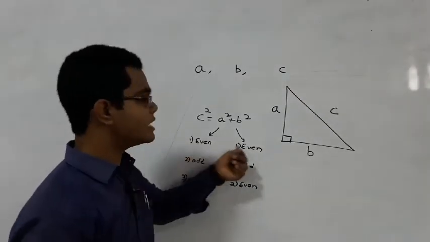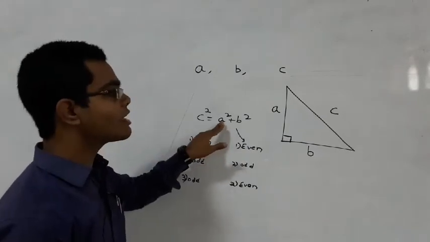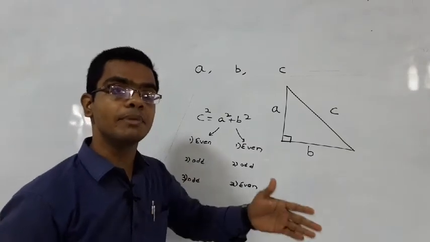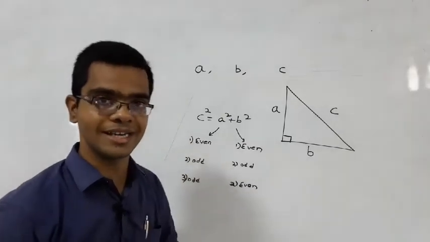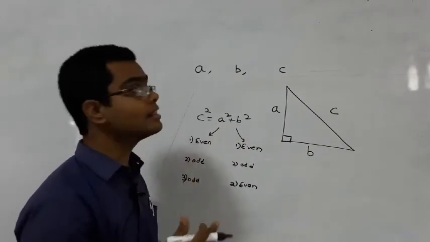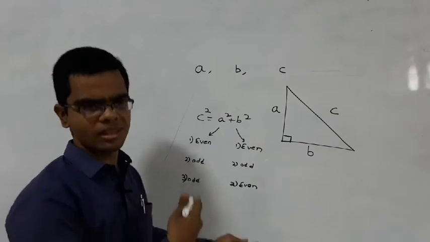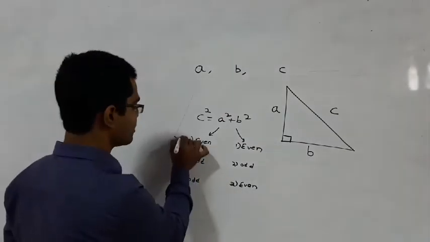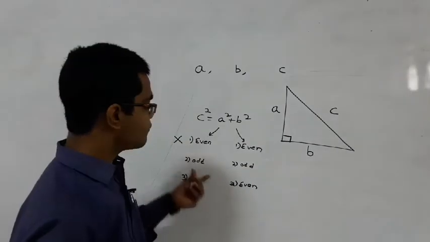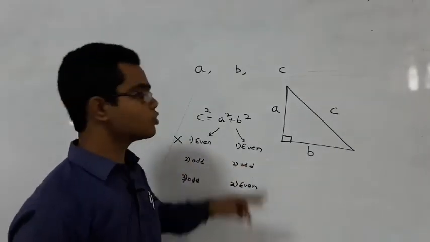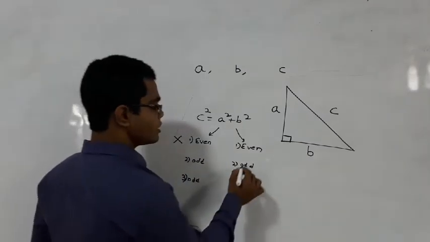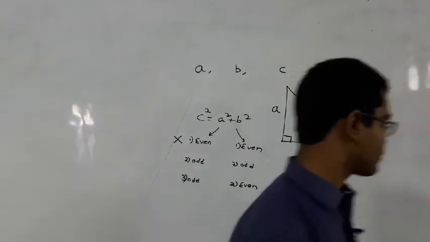Now if we consider this even case, even square plus even square is going to be another even. That means our assumption that A, B, C are primitive is going to get contradicted. So A and B both cannot be even. Then they will not be primitive Pythagoras triplets. They will be somehow derived Pythagoras triplets. Next, coming to odd. If we take odd and odd, let's discuss about it. This is a very interesting case. So let me discuss that.